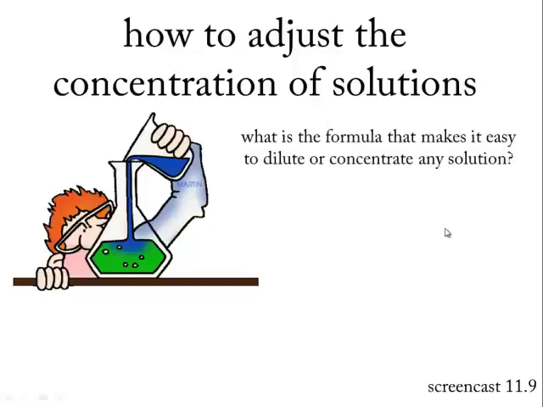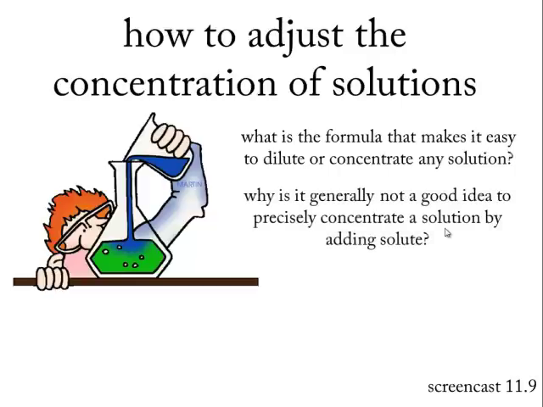So by the end of this screencast, you should know what the formula is that makes it easy to do that concentration and dilution formula. We'd be giving it to you on a test. And one thing to think about, going a little bit deeper, is why it's not generally a good idea to precisely concentrate a solution by adding solute. It's usually easier to add or remove solvent. Think about that when you're watching this and try to understand why that might be a poor method. This is Screencast 11.9.